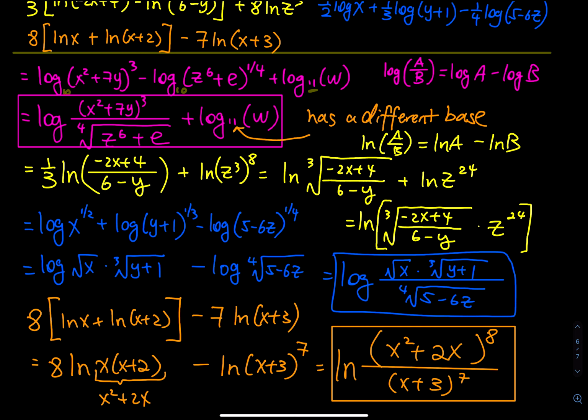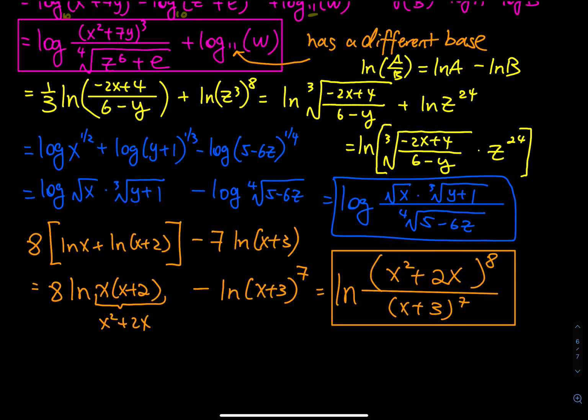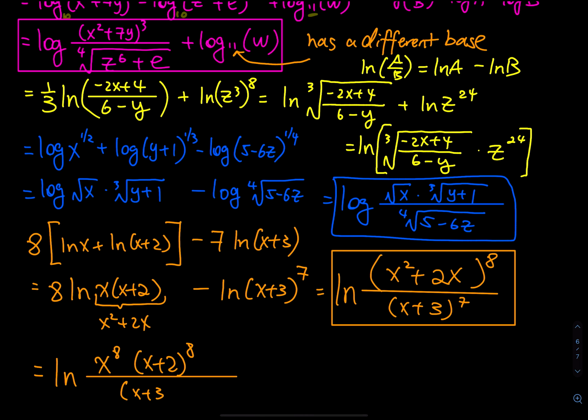If you do not distribute, another way to write this answer is you have ln and then you have an 8th power, right? So once you put it up, then that will be x to the 8th power times x plus 2 to the 8th power. Then they both share the 8th power. And then divided by x plus 3 to the 7th. Do you still remember this? A times b raised to the n, they both share the nth power. A to the n times b to the n.